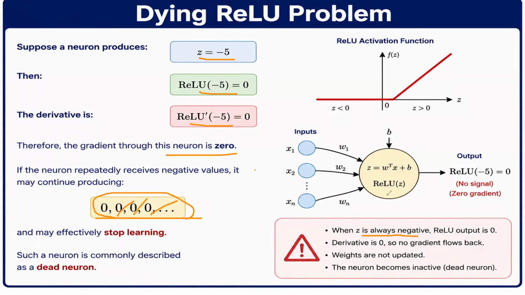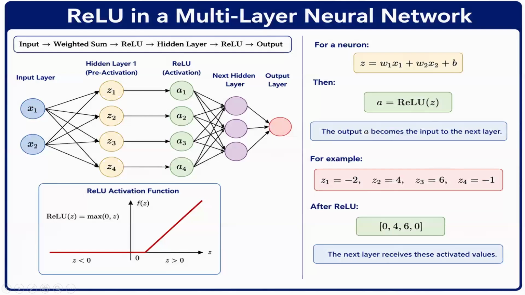When z is always negative, the ReLU output is 0, the derivative is 0, so no gradient flows back. So weights will not be updated and the network may stop learning. So it is known as the dead neuron problem, or the dying ReLU problem. We can overcome this problem, and in the next few images I will tell you how to overcome this dying neuron problem.